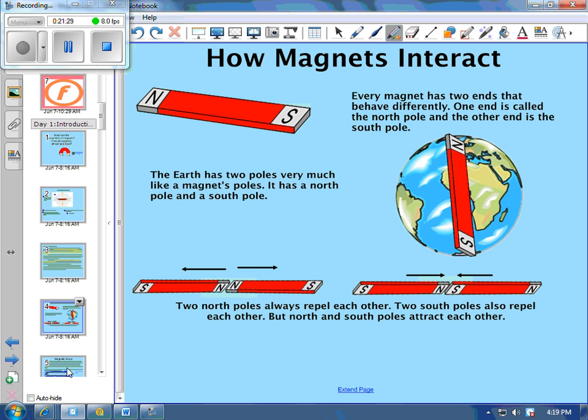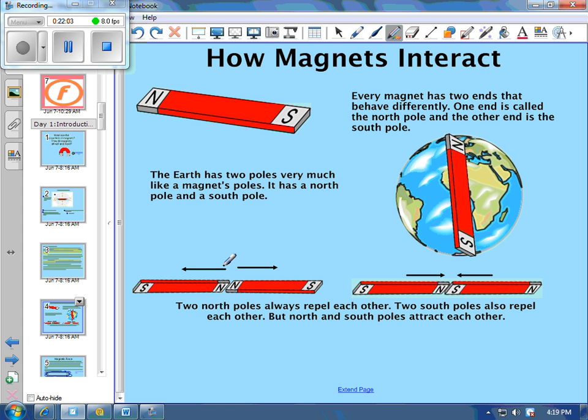And finally, for B, which is how do magnets attract and repel, at the bottom of your notes, we have this. Every magnet has two ends that behave differently. One end is called the North Pole and the other end is the South Pole. The Earth has two poles very much like a magnet's poles, a north and a south pole. Two north poles always repel each other. Two south poles also repel each other, but north and south poles attract each other.